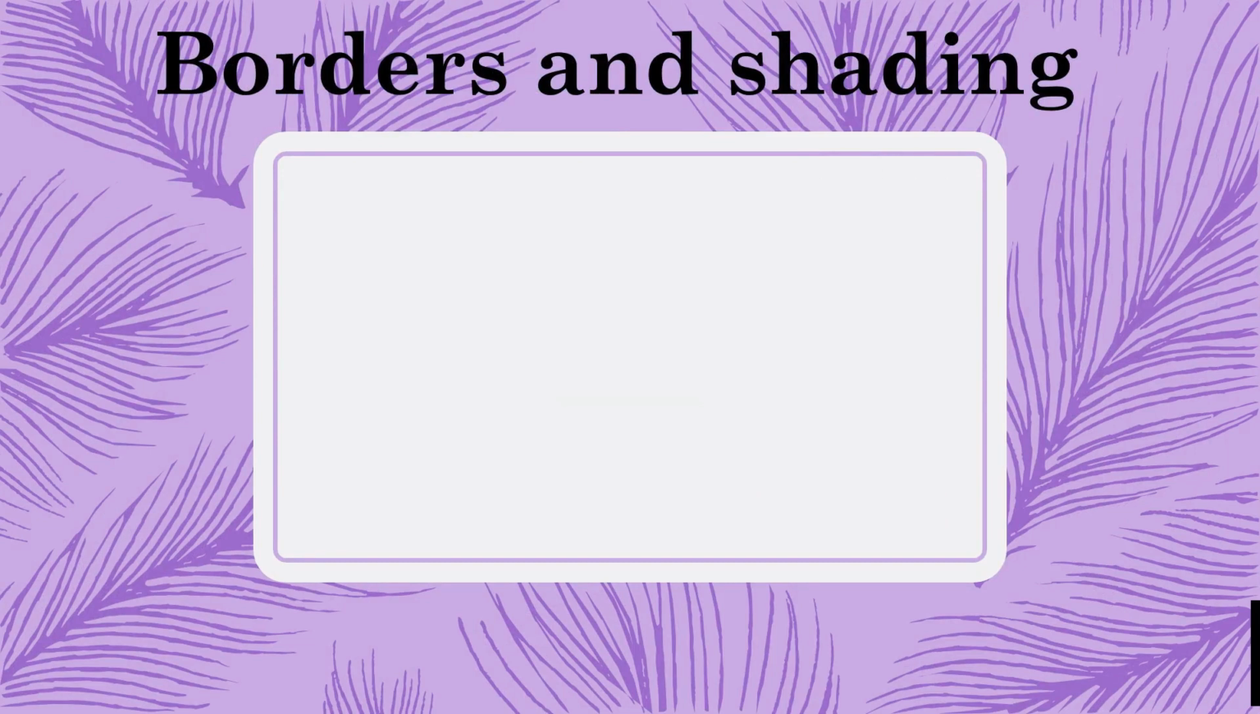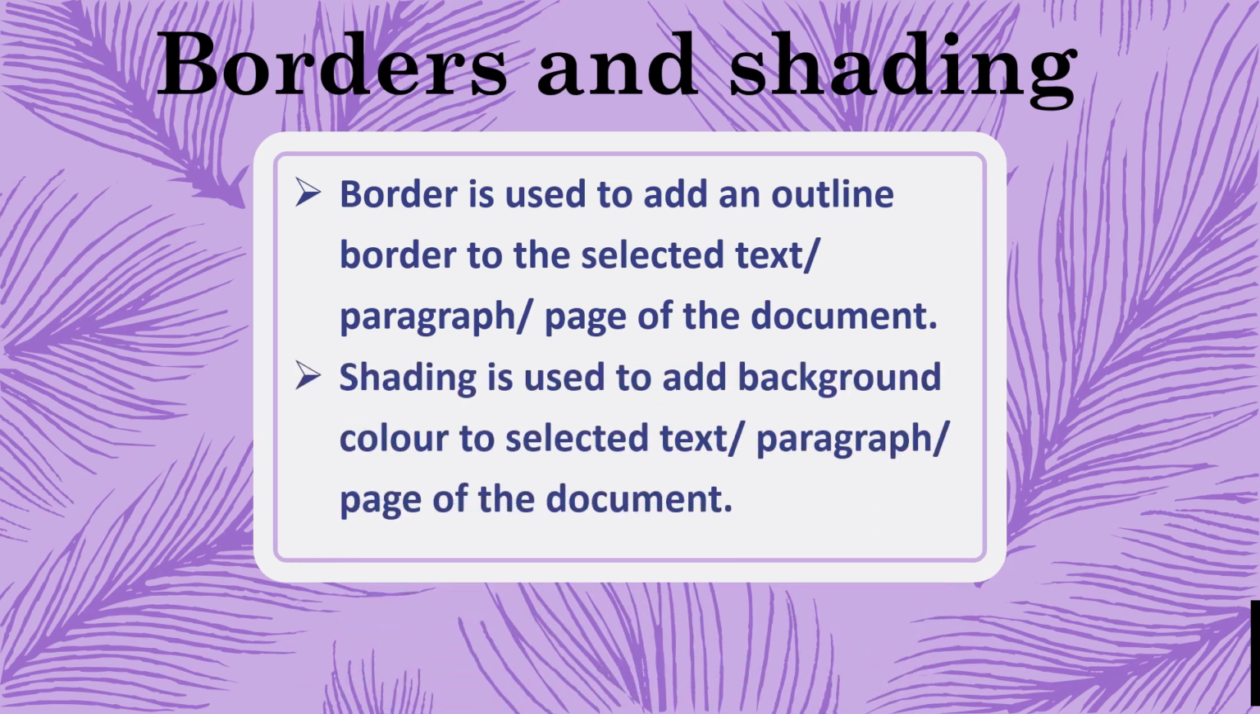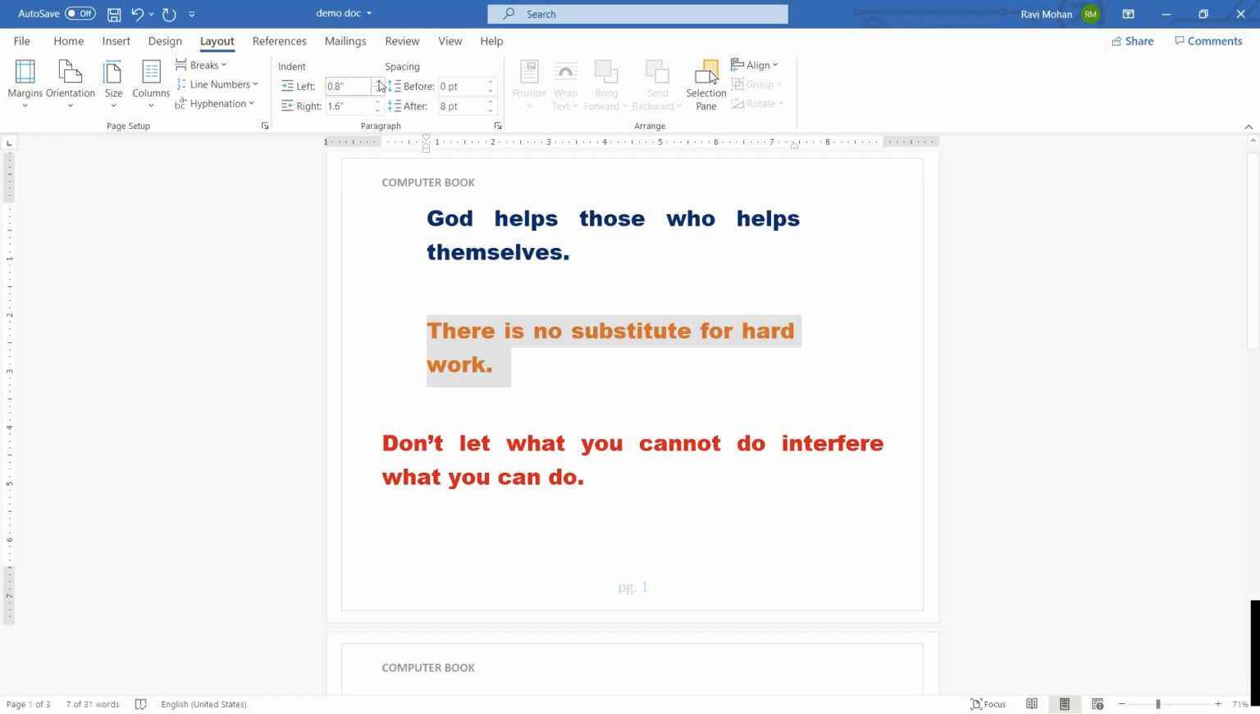Coming up next is the borders and shading. This is a wonderful formatting option provided in MS Word. Borders help us to add an outline border to the selected text, paragraph or to the page, which enhances the look of the document, whereas shading helps us to apply background color to the selected text. So let us see it practically.